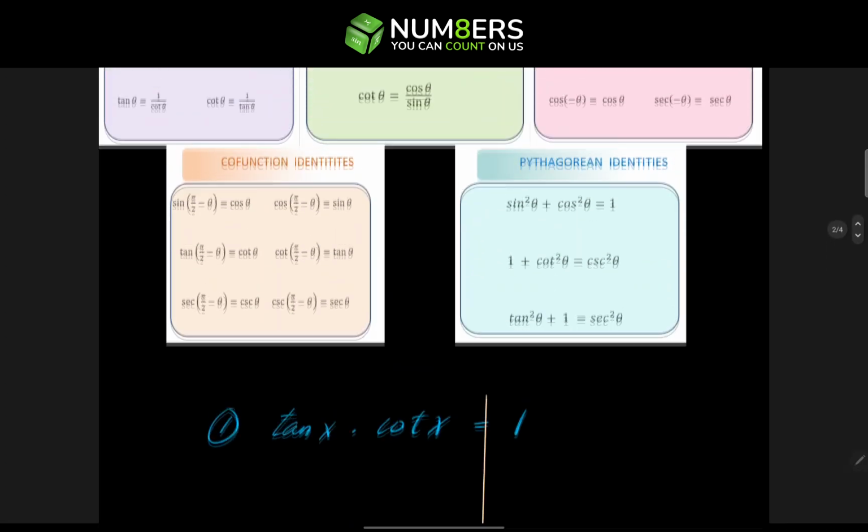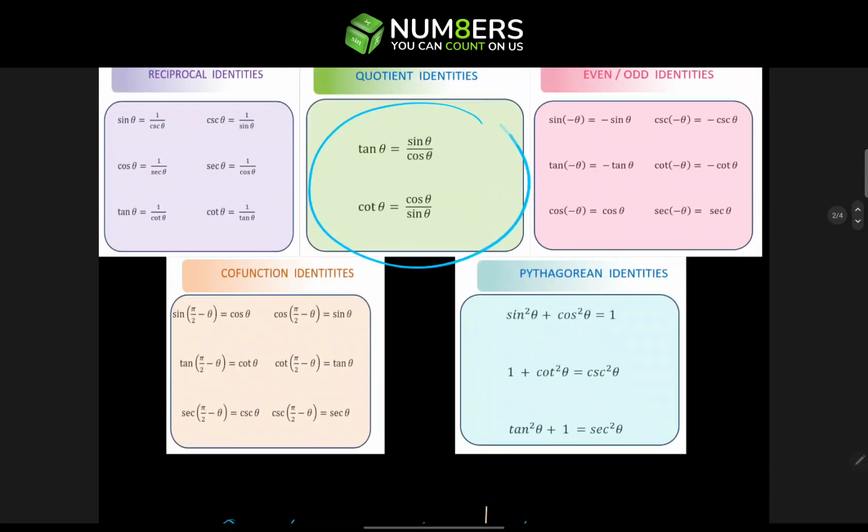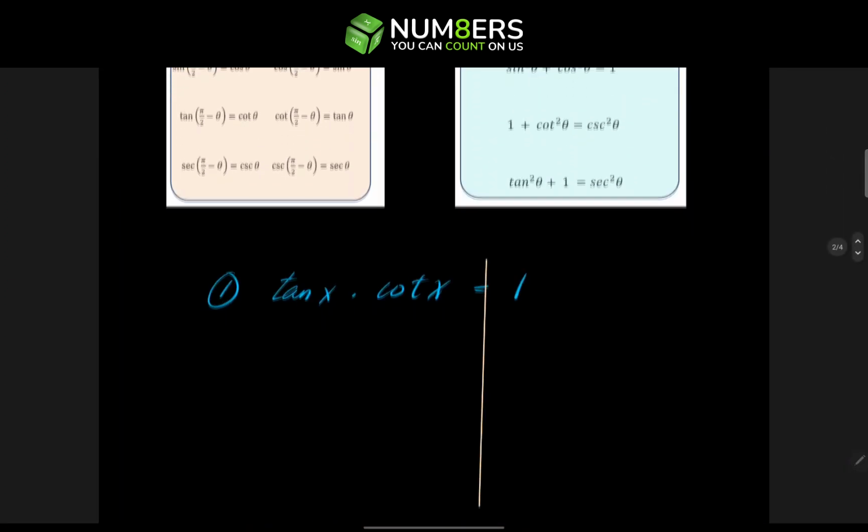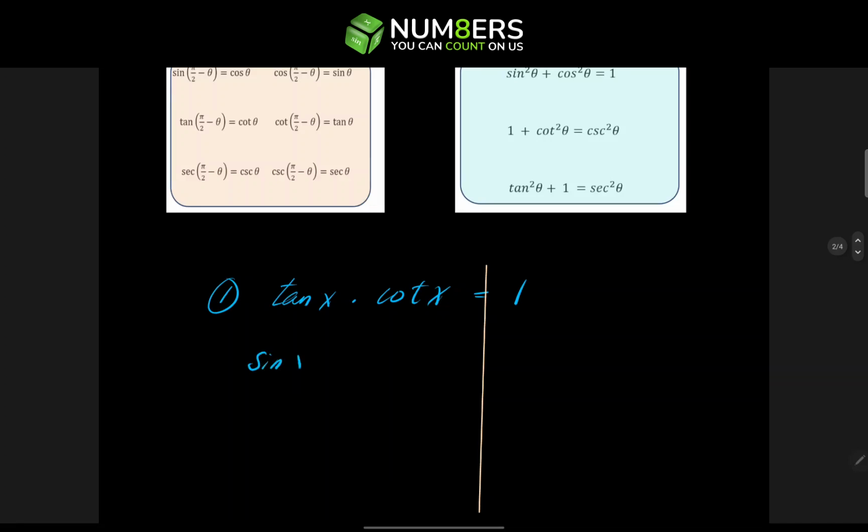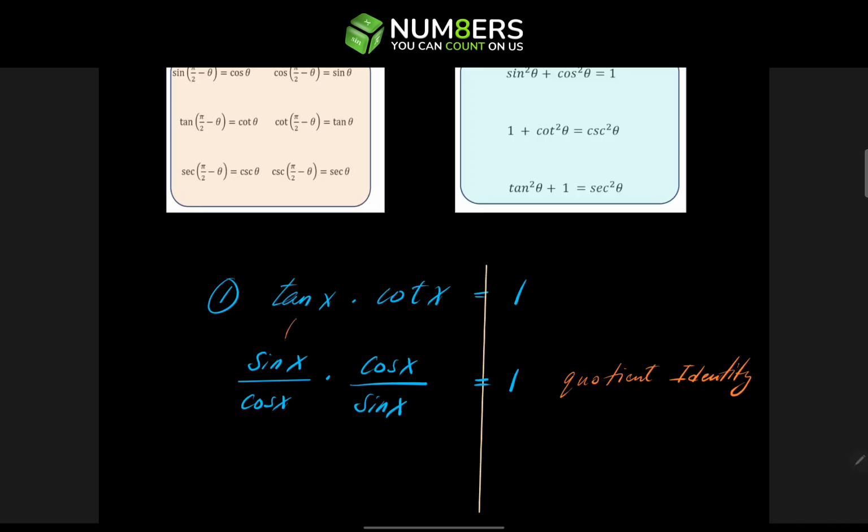The first way is by using the quotient identities right here. So tan is equal to sine over cosine, and cotan is cosine over sine. So for tan, we'll write sine x divided by cosine of x, and for cotan, we'll write cosine of x over sine of x equals 1. What we did here was we used quotient identities. That's for both of them, for tan x equals sine x over cosine x, and for cotan x equals cosine x over sine x.